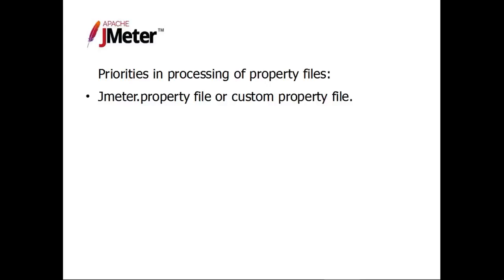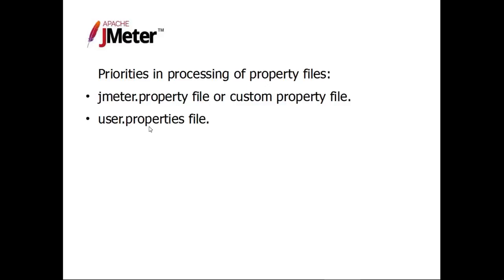Having so many property files, we need to describe priorities that these property files are applied. The first property file that is applied is the JMeter property file or custom property file that is passed on the command line. Then the user properties file is read, and then the system property file is read.